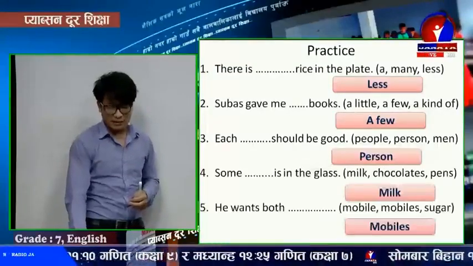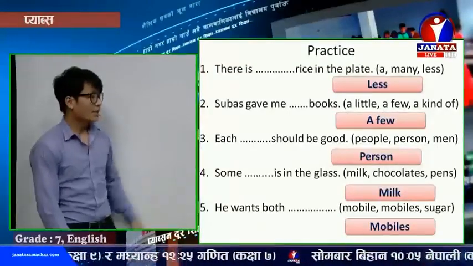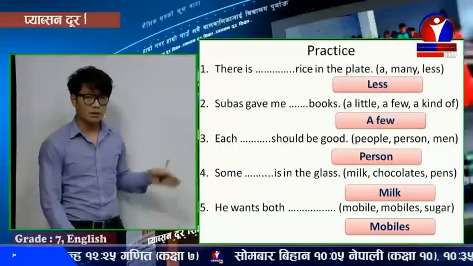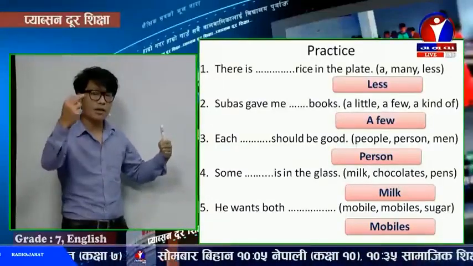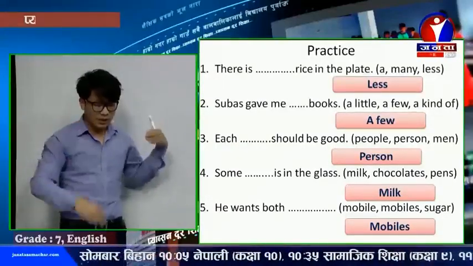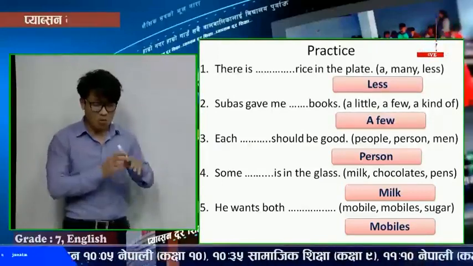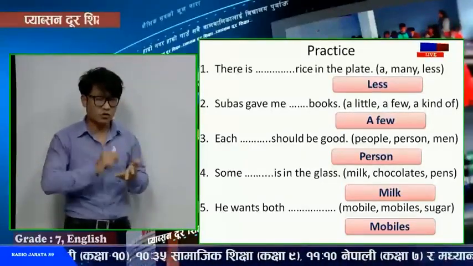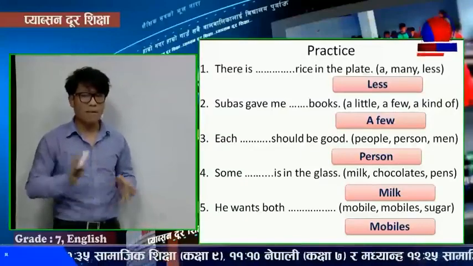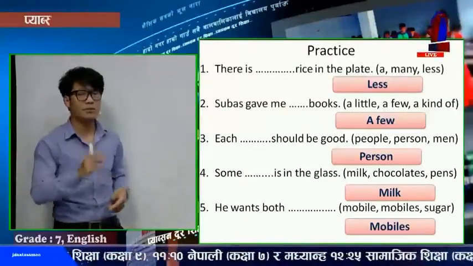So here is this example. He wants both. After both, obviously there should be countable plural nouns. So he wants both mobiles, or sugar. So the right answer is mobiles, plural. After both there should be plurals.